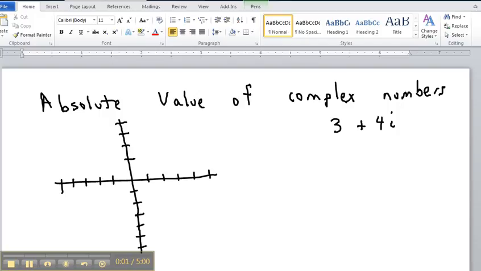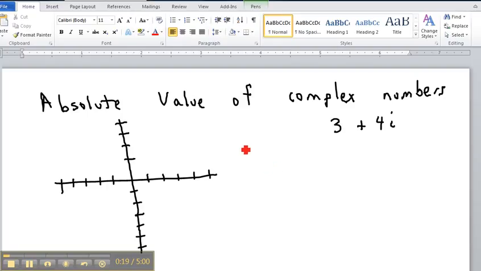Okay, here's another problem. Absolute value of complex numbers. Here's an example, 3 plus 4i. There's a little formula for this, but just to show you, it may help you to remember it, a little bit of why you're doing what you're doing.